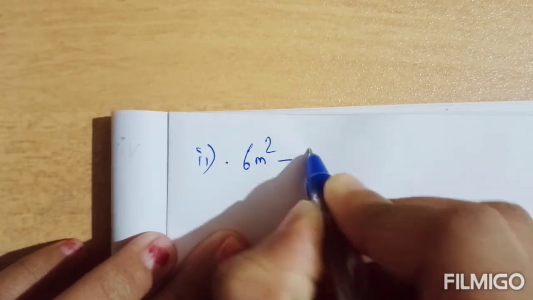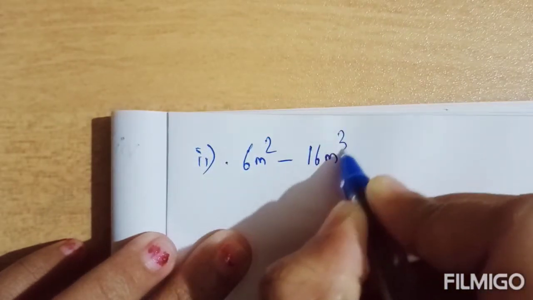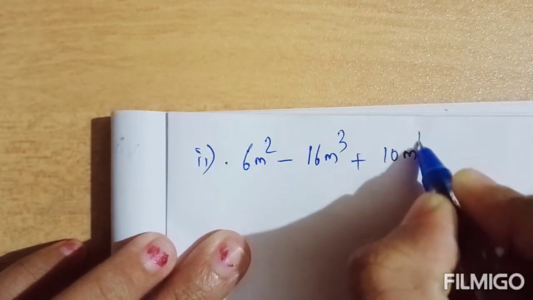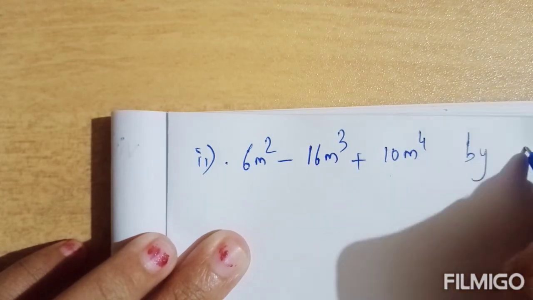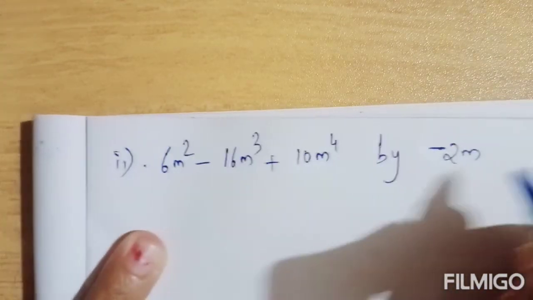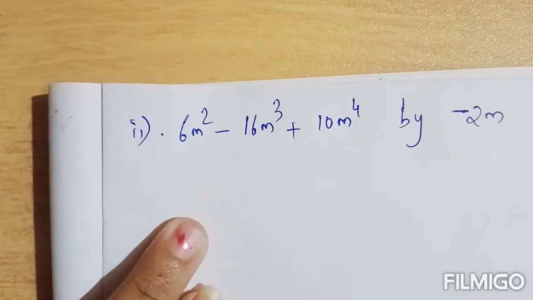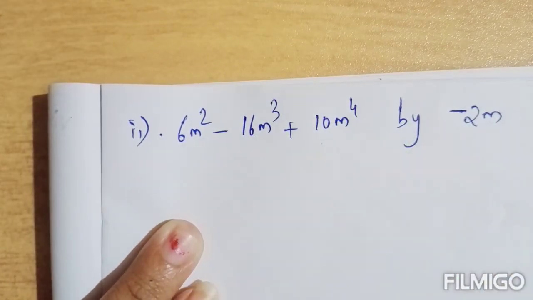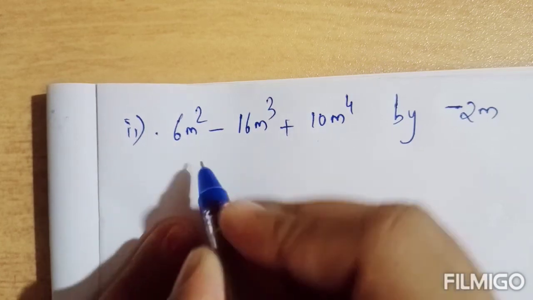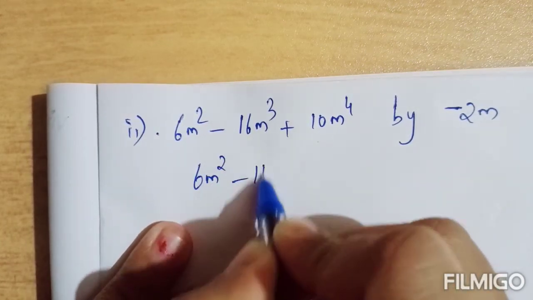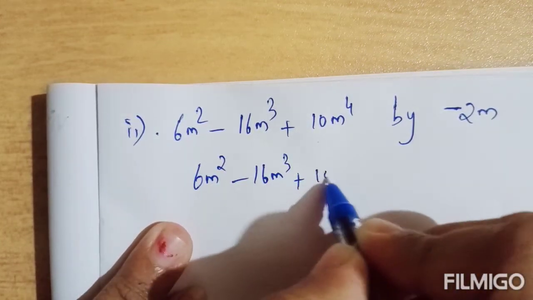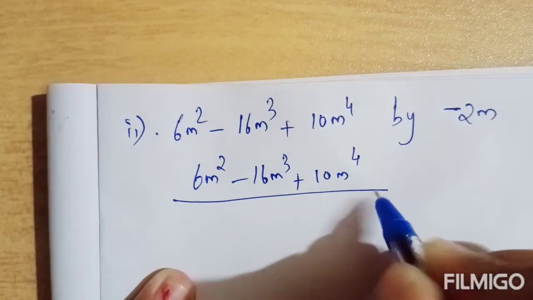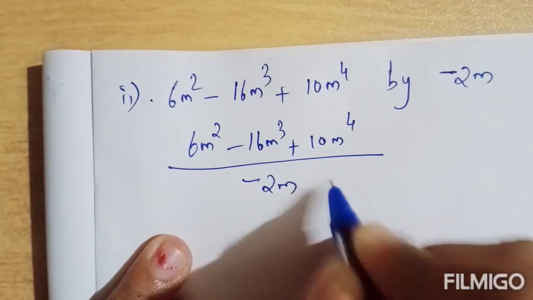6m square minus 16m cube plus 10m raised to 4. You have to divide this polynomial by minus 2m, this monomial. So what to do? Just divide all the terms of this polynomial by this monomial. Okay, that is the method. 6m square minus 16m cube plus 10m raised to 4. You have to divide by minus 2m.